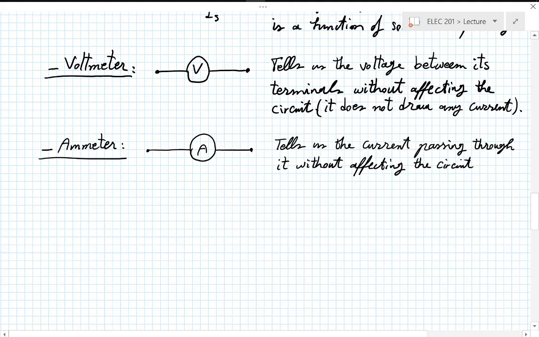And what that means, and this is something that we will perhaps feel better when we see examples, is that it should not incur any voltage drop. It should have 0 volts between its two ends. And you will see why in examples. So without affecting the circuit, which means it does not take any voltage. The voltage between its two terminals will be 0.